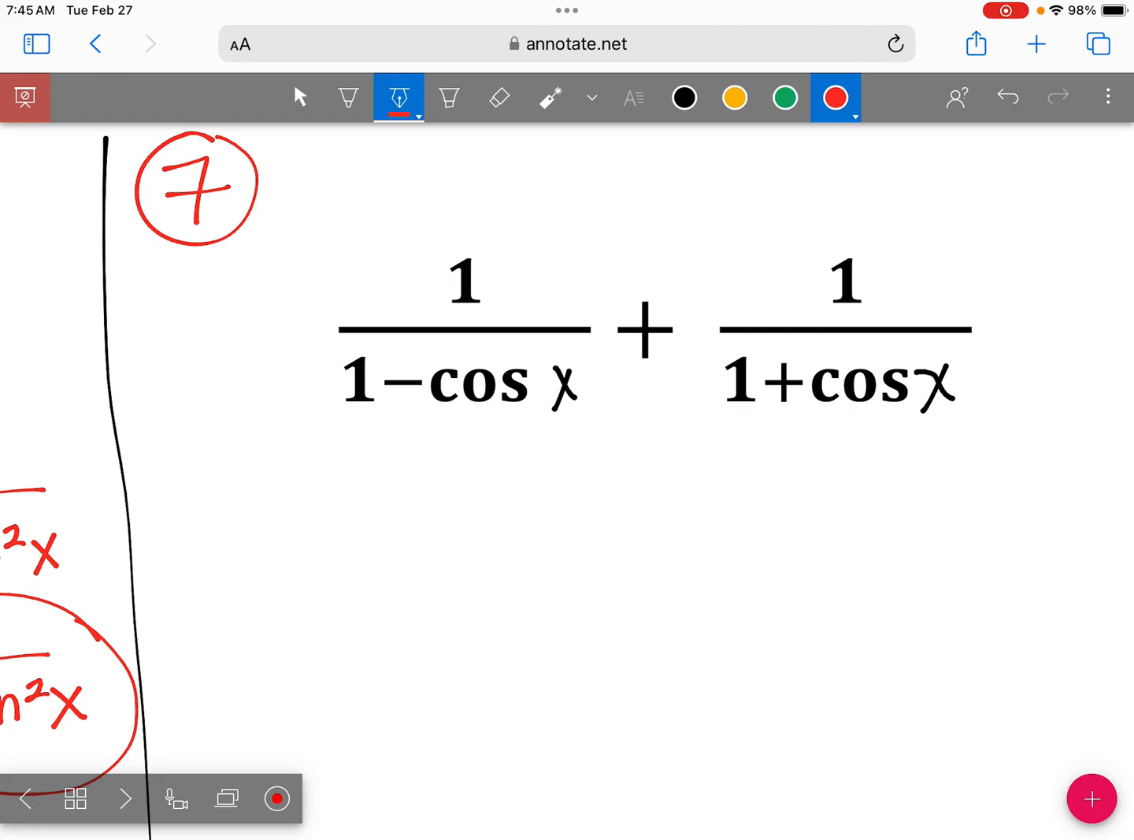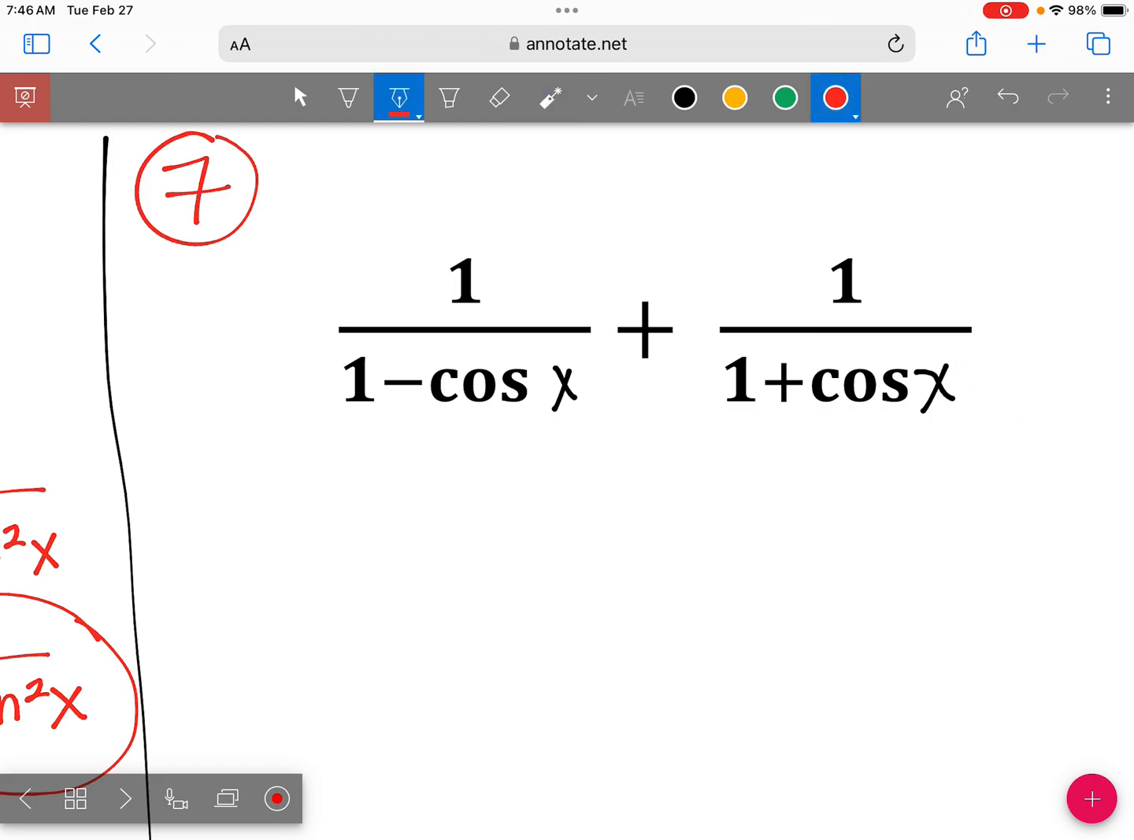Okay, so we're adding two fractions. What do you have to have in order to add fractions? A common what? Denominator. So we're going to multiply. This looks scary, but it's really not. I'm multiplying this fraction by 1 plus cosine x. And then this fraction I have to multiply by 1 minus cosine x.